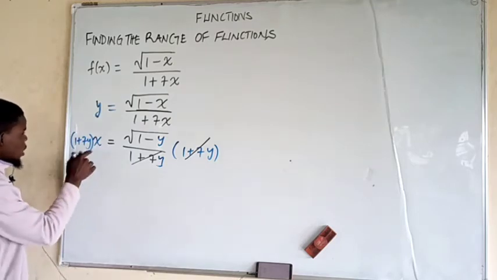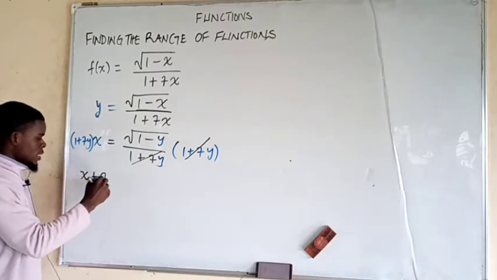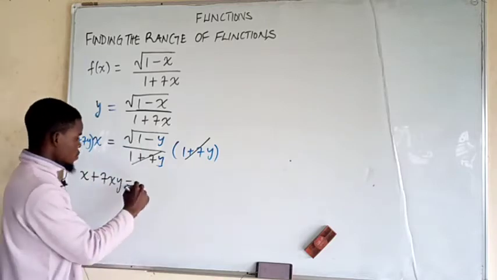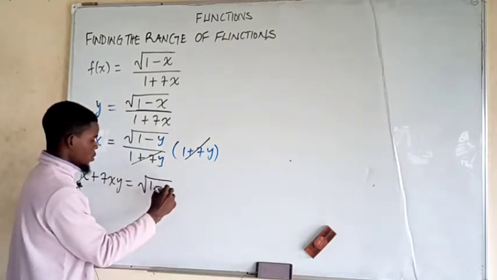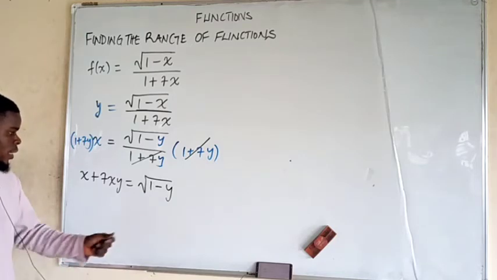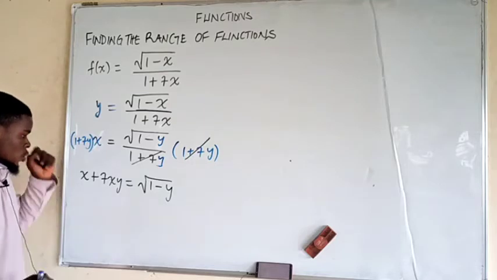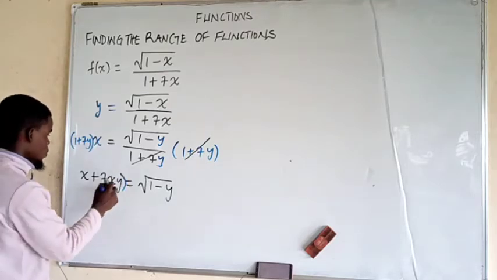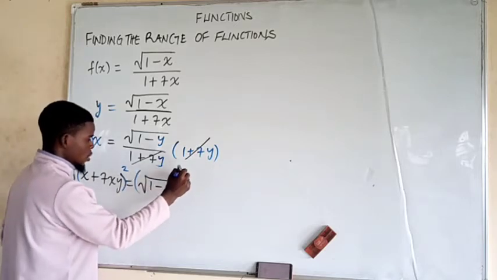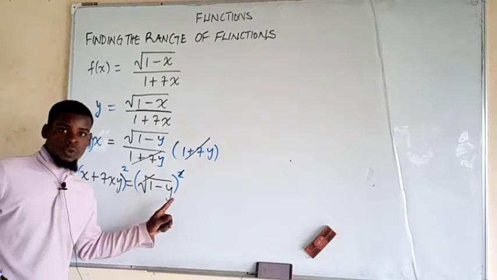That gives us x times 1 is x, then 7y times x is 7xy, and we equate it to the square root of 1 minus y. Good. As I said, we want to make y the subject of the formula. Now we have to square this to get rid of the square root. So by squaring both sides, raising both sides to the power 2, the square and the square root cancel, and we're left with only 1 minus y.